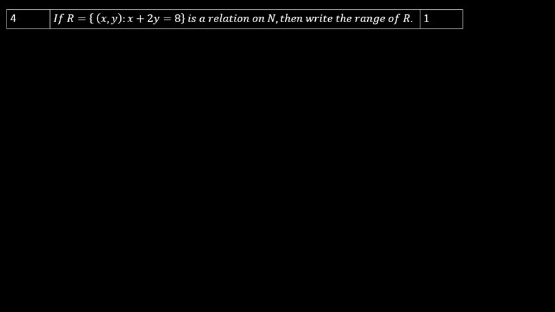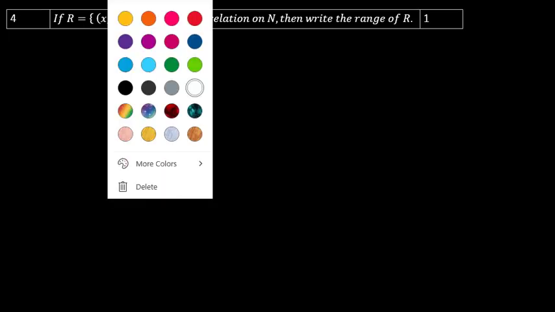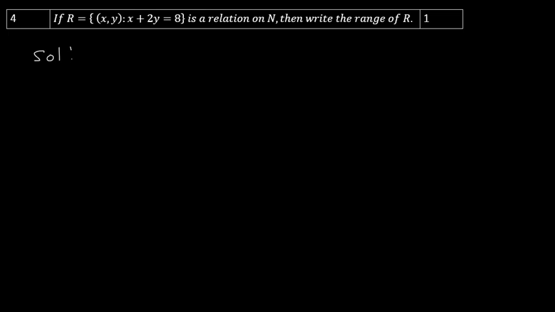This is the fourth problem. In this problem R is given as the set of (x, y) where x plus 2y is equal to 8, and this is a relation on natural numbers. Then we have to write the range of R. So first let us see the relation given. Here x plus 2y equals 8, and I have to write the set of all y's which satisfy this condition.